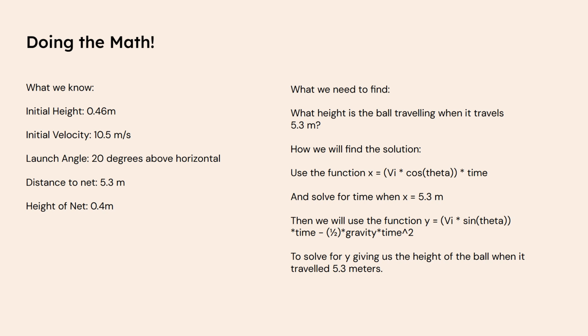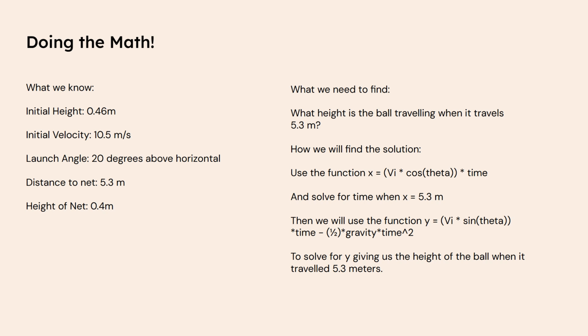Doing the math, we first have to look at the information given to us. We are given the initial height the ball is at when it leaves the racket. We know the initial velocity, we know the launch angle, the distance to the net, and the height of the net. And so in order to find out what we're looking for, which is what height the ball is traveling when it reaches the distance to the net, which is 5.3 meters, we first have to find the time it takes for the ball to travel 5.3 meters.